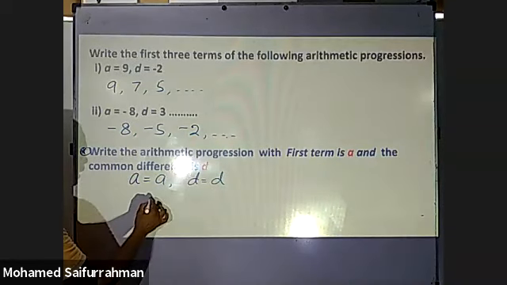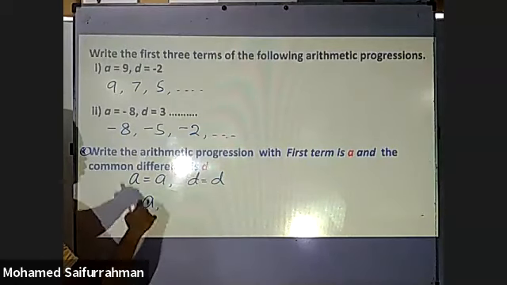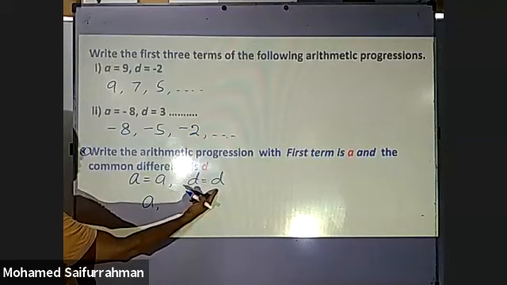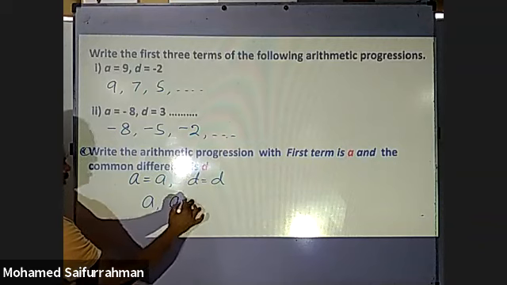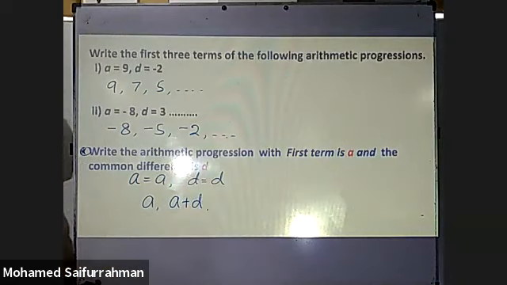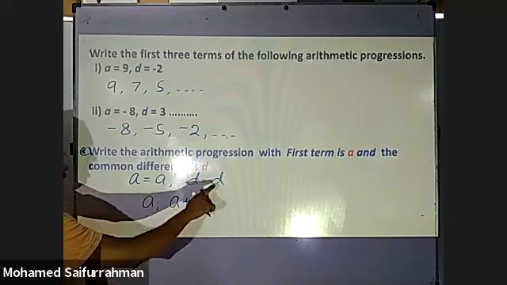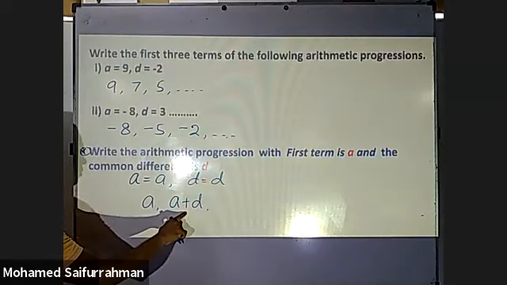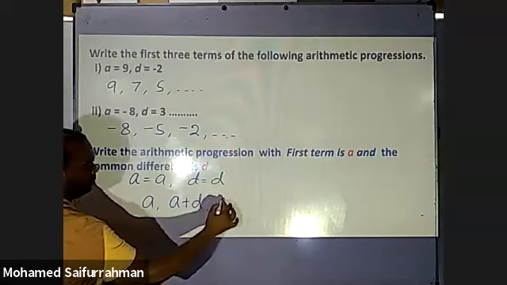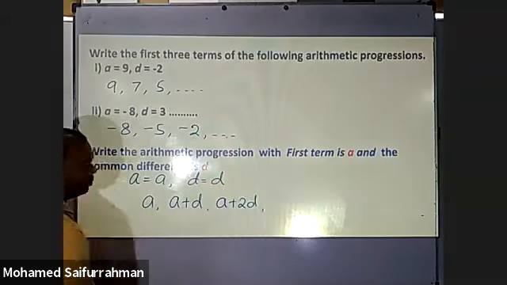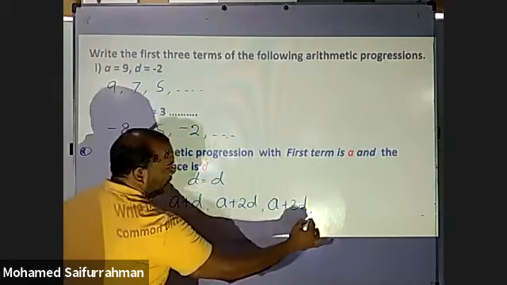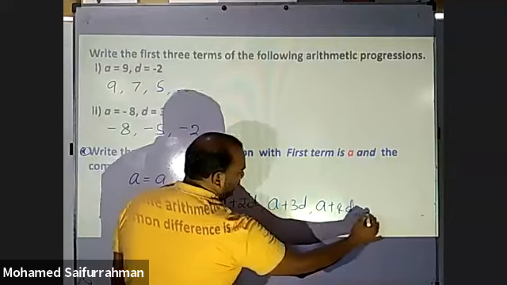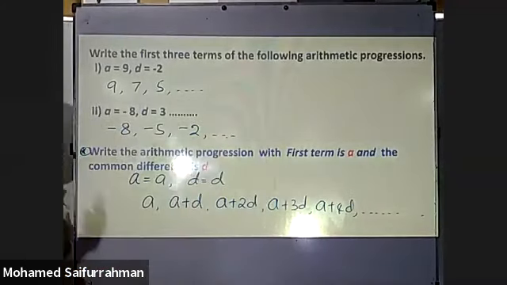So, A. How to obtain the second term? Common difference is added to first term. When D is added with A, the second term is A plus D. Then the third term, again the common difference is added with the last term. A plus D added with D, A plus 2D. Then the next term, A plus 3D, A plus 4D, and this is how the progression goes.